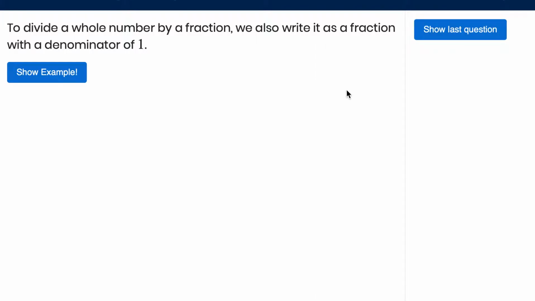In this video, we'll learn how to divide a fraction by a whole number, which is actually a lot like dividing two fractions. And at the end, I'll also show you a bonus question on how to divide a mixed number by a whole number, which is actually a little bit harder because it requires an extra step.